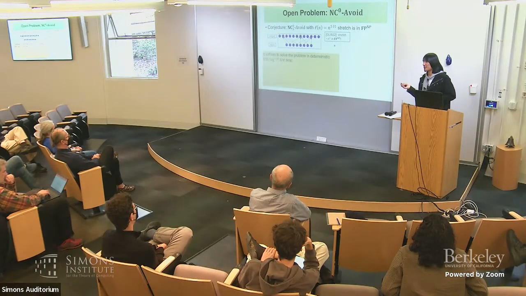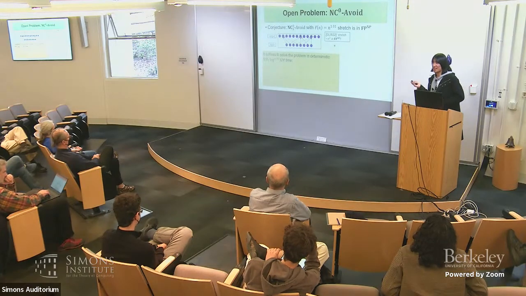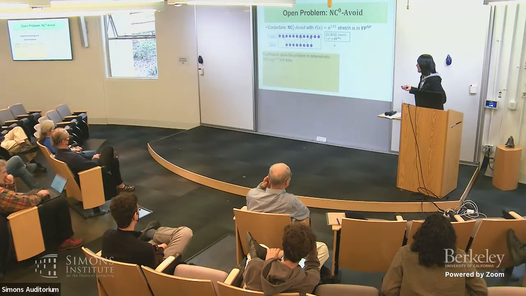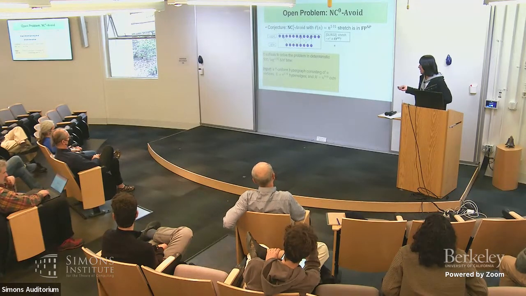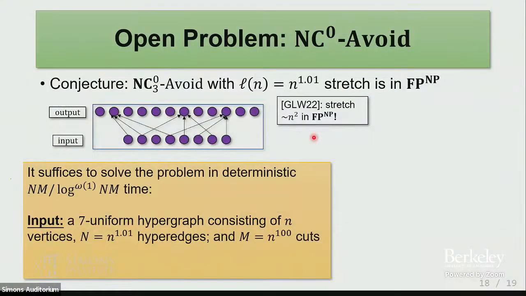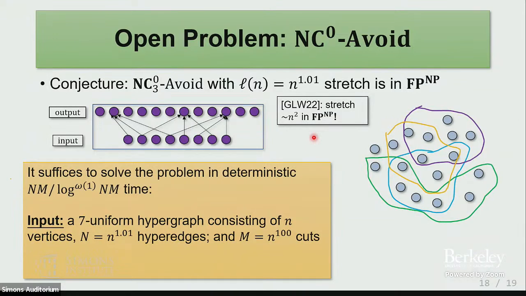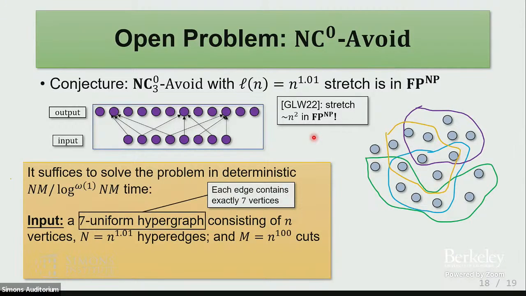So it suffices to solve the following, again innocent-looking, hypergraph problem. Your input is a 7-uniform hypergraph consisting of little n vertices and capital N hyperedges. You are also given some cuts. A hypergraph is just a set of vertices and a set of hyperedges. 7-uniform means each hyperedge contains exactly 7 vertices. I think I drew 4 hyperedges.